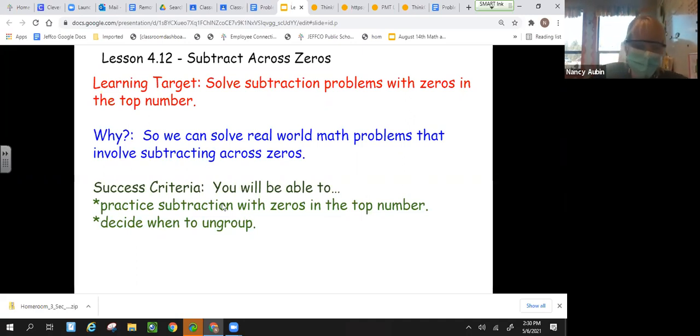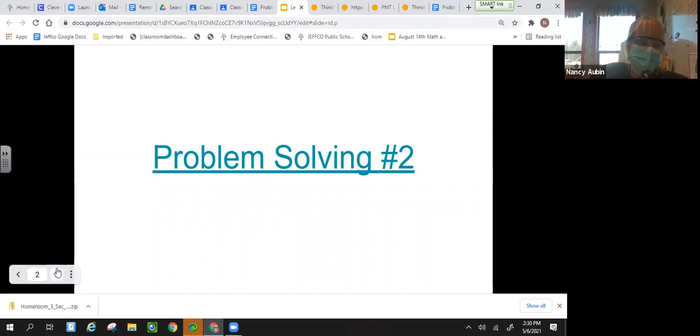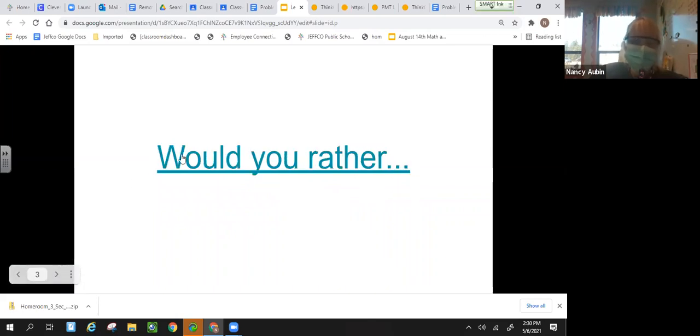So we're going to practice subtraction with zeros in the top number, decide when to ungroup, when to not. Sometimes we call it borrow. Sometimes you hear it called ungroup. They're synonymous. You can do either one. We've already done our problem solving. We can check that up.